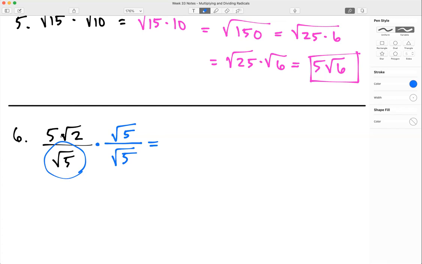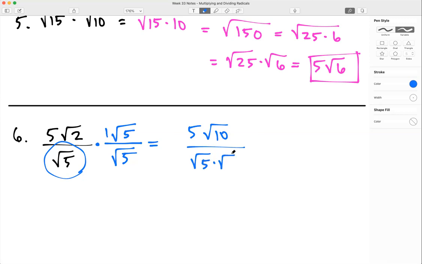When we multiply fractions, we multiply the tops and then the bottoms. So let's do that. 5, and some of you may see it now. 5 times 1 is just 5. 2 times 5 is 10, so square root of 10 right there. That's on top. And then on bottom, we've got a square root of 5 times a square root of 5.